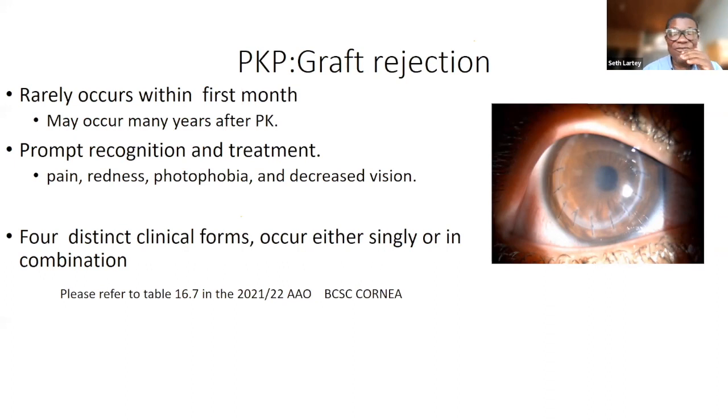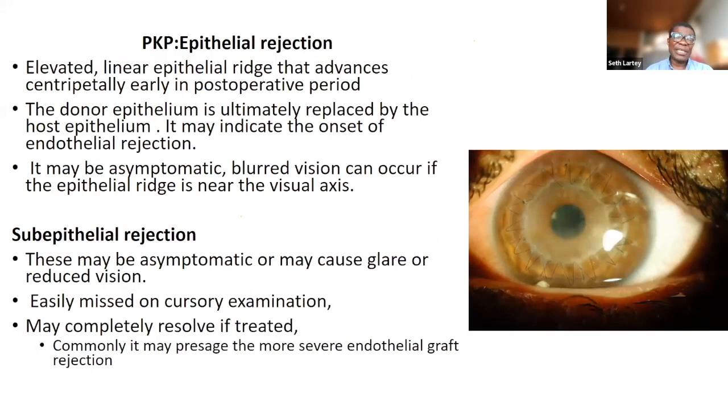There are 4 distinct clinical forms of graft rejection: epithelial, subepithelial, stromal, and endothelial. You need to recognize all of these. Epithelial rejection is an elevated linear epithelial ridge, as you can see in the picture here, that advances centripetally, meaning from the periphery, from the edges, and moves centrally.